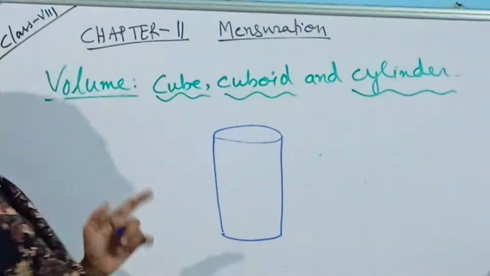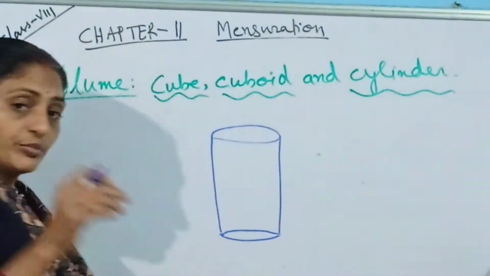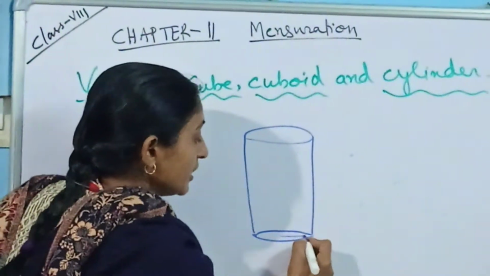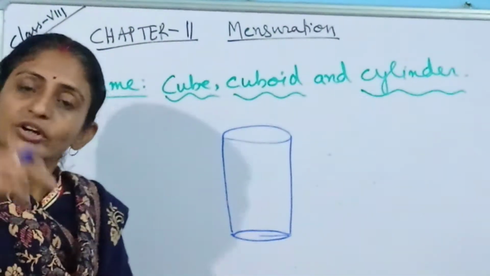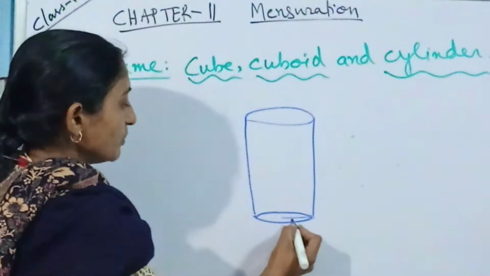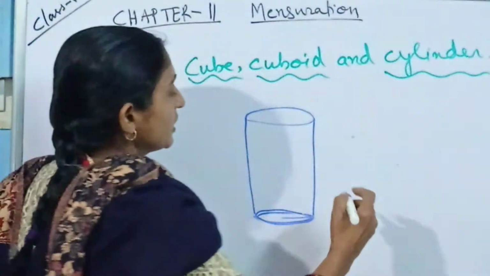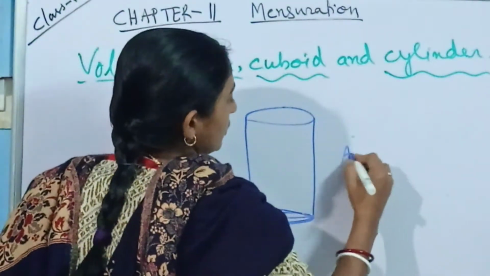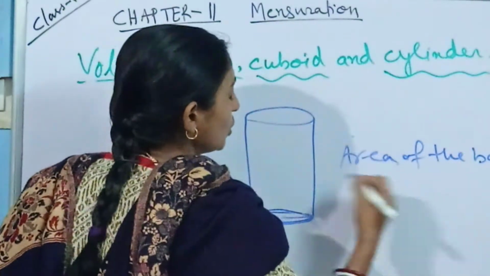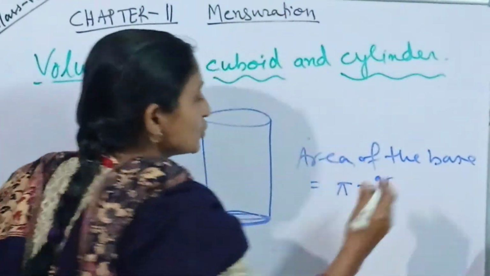Okay, now come to the concept of this one. If I am considering the area of one CD, that means the base, the first one you have put, what will it be? It is a circular one. And what is the area of a circle? What was the formula? It is pi r square. So for the base, the first CD, it is one circle. So the area of the base is equal to pi r square.